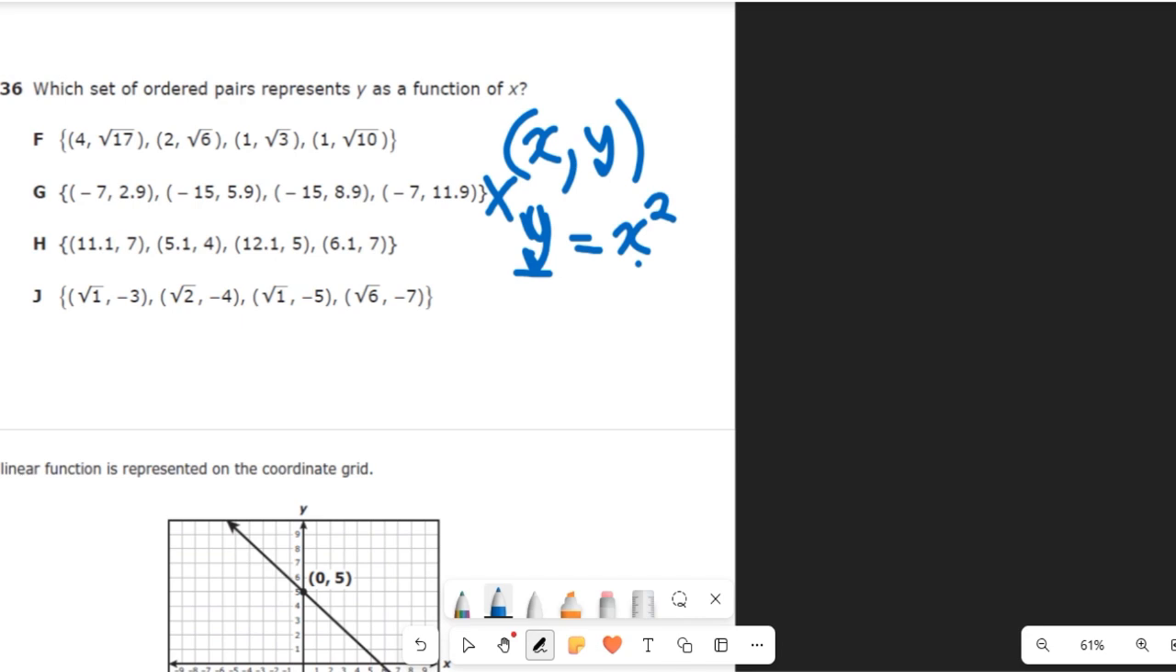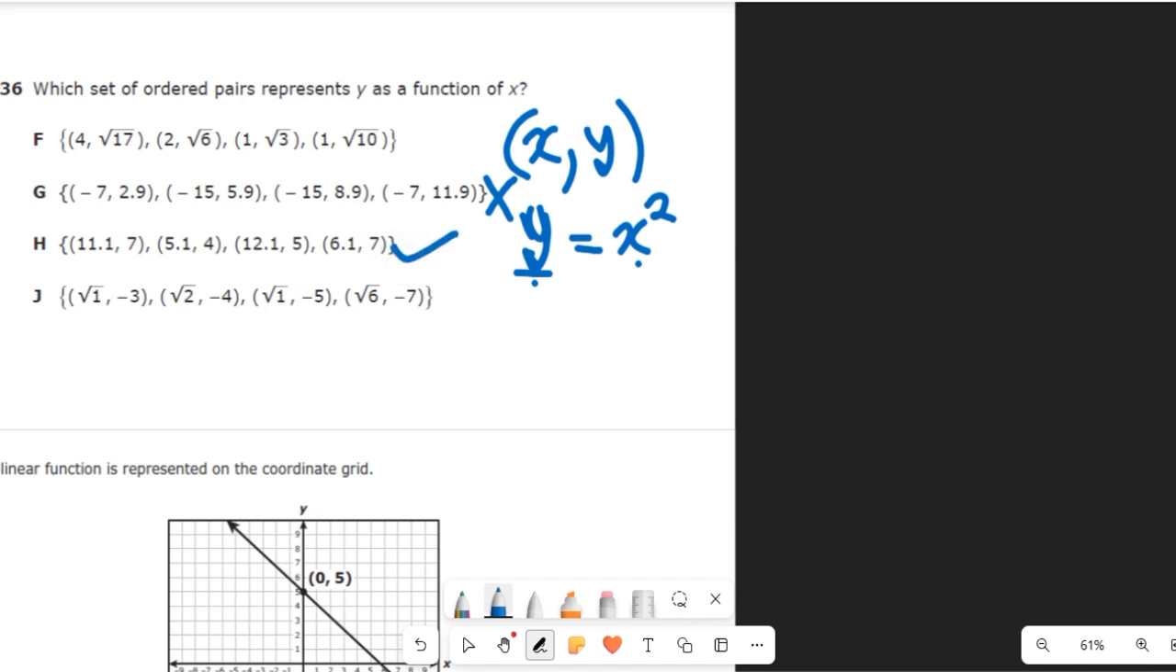Now let's look at the h option. In the next h option, we have the value of 11.1 giving me 7, 5.1 giving me 4, 12.1 giving me 5, and 6.1 giving me 7. Now if you look at that expression, you find out that every value of x is unique and they have different outputs. That shows that y here serves as a function of x, and that way this is the right option.